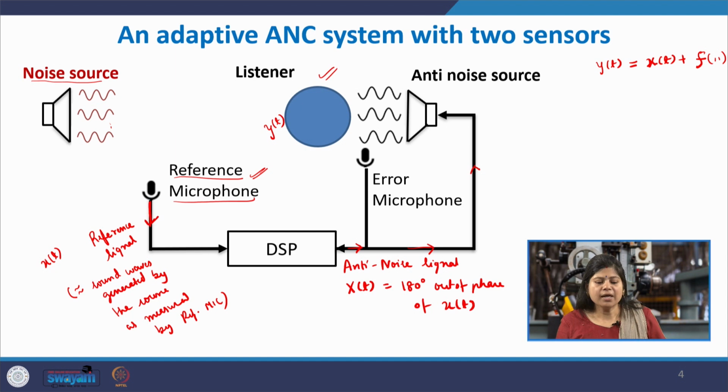That is why, to make a more adaptive and accurate system, a second microphone is installed very close to the listener, which is called the error microphone.